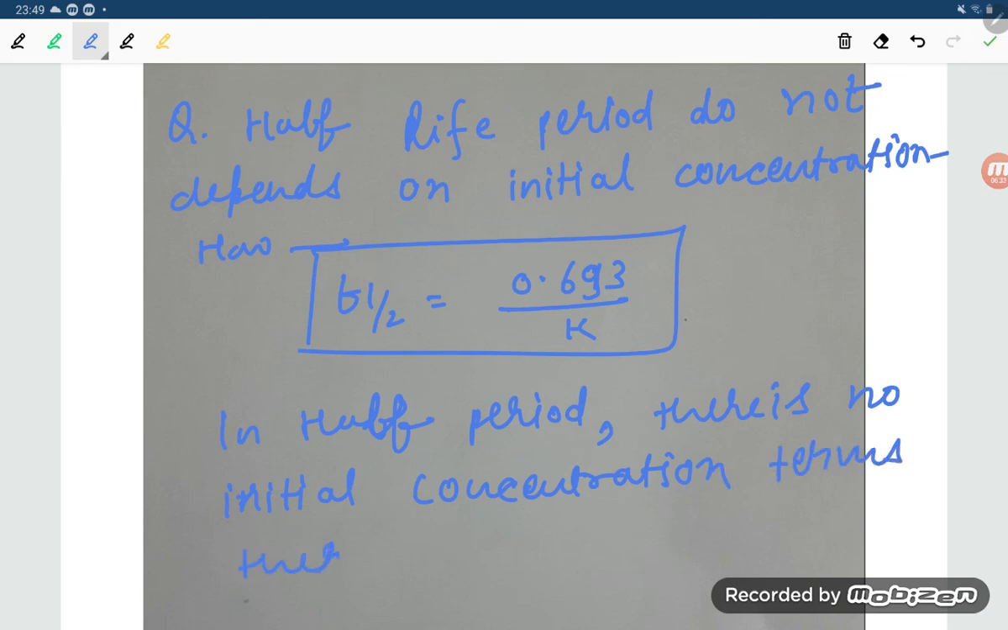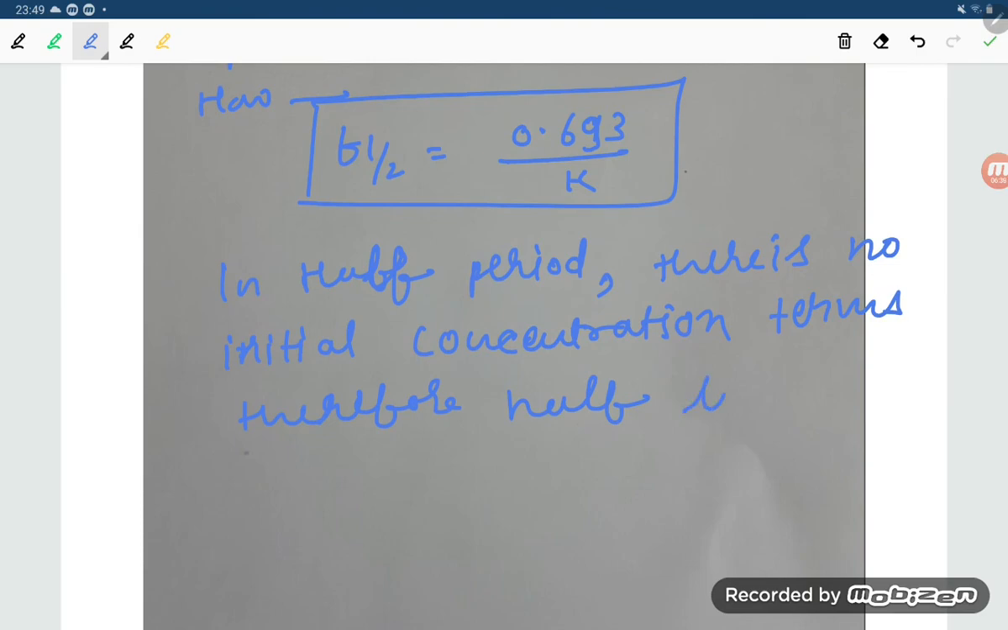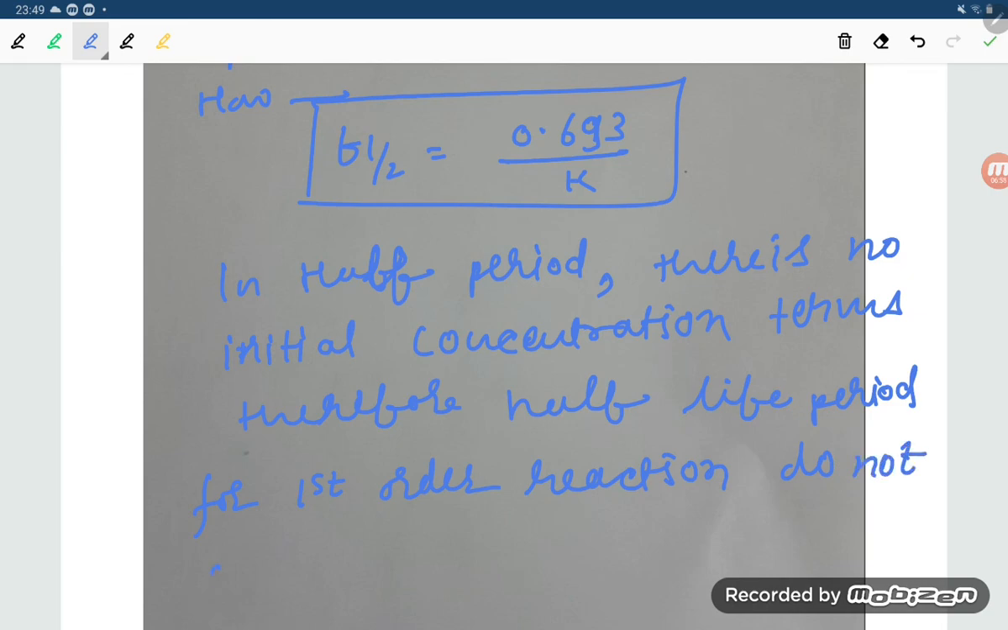Therefore, the half-life period for a first order reaction does not depend on initial concentration, right student?